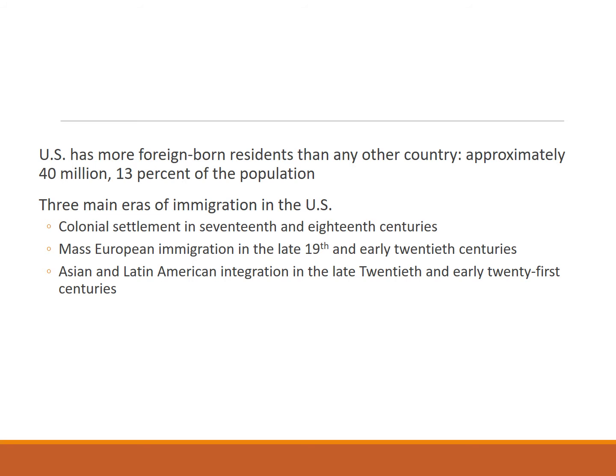Now, the second era was the mass European immigration. This is where more and more people came in droves from Europe in the late 19th and early 20th centuries. So that would be the 1800s and the early 1900s. In the beginning of this second era, most immigrants came from Northern and Western Europe. But by the turn of the 20th century, most migrants came from Southern and Eastern Europe.